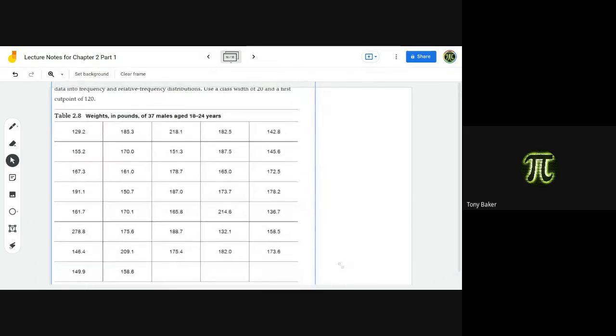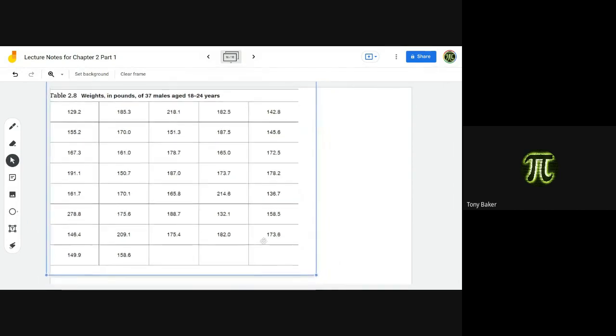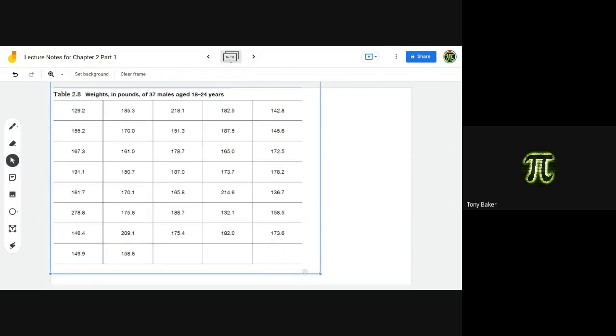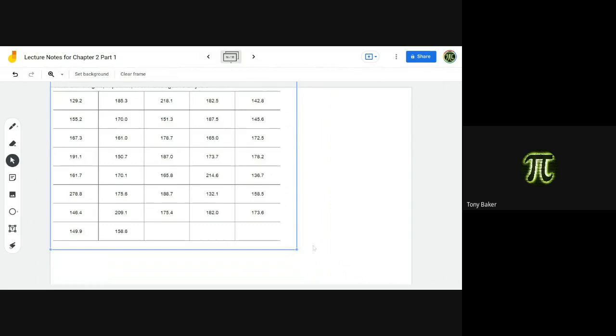So we're going to make this a little bigger. So what would be my classes? So my first point is 120, right? And I'm doing it to, what do we say, 20, right? So what's going to be the next break? 139.